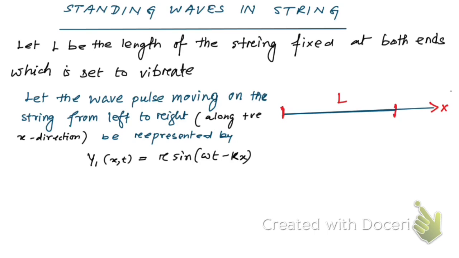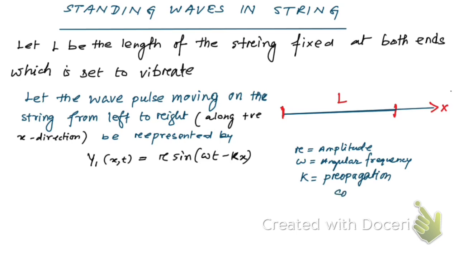So here you know that r is the amplitude, and ω is the angular frequency, and t is time. x is the position at time t, right? And y is the displacement here, and k is the propagation constant, right?